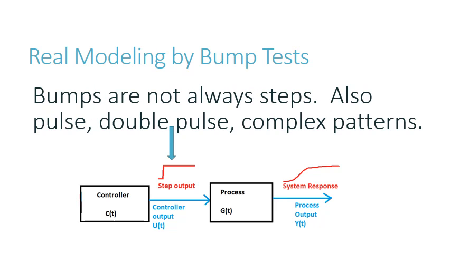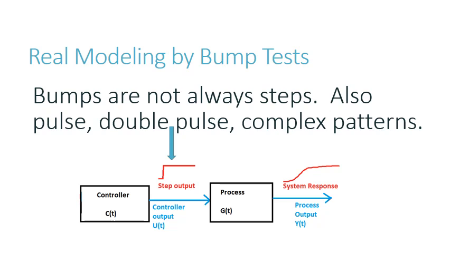A point that should be made here is that we've shown a step output on the controller, but it's not always a step. Pulse and double pulse are also used. Pulse would be more like an impulse, more like a Dirac delta type short burst, and that has the benefit over the step that it doesn't move the process as much. The process doesn't move as far from its equilibrium point. If you don't want to disturb the process too much, it's advantageous.